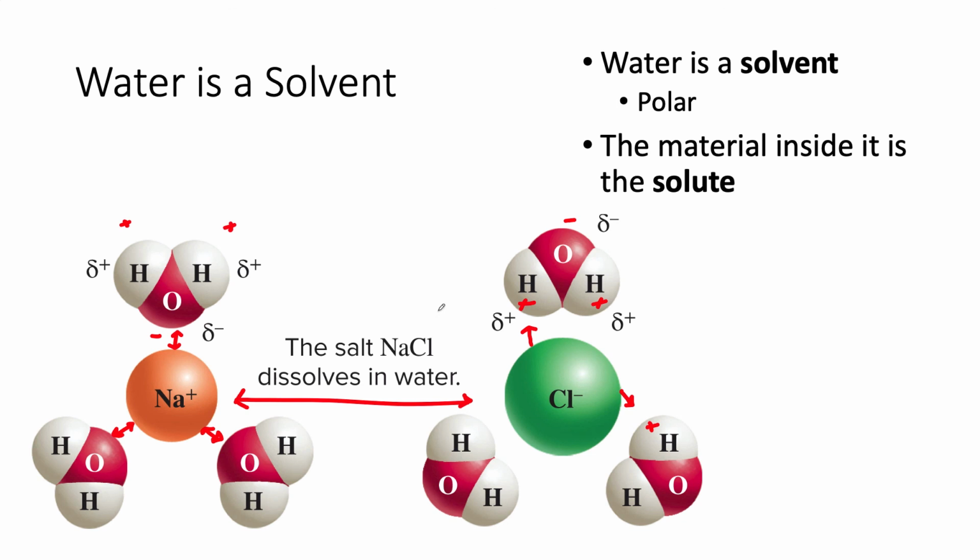So in the body, water is a solvent because it's polar. The material that's dissolved inside of it is called the solute. And you'll hear me talking a lot about solvents and solutes later, especially in the transport chapter. And usually I talk about water and the stuff. And the stuff is basically the solute, the material that is dissolved inside of the solvent.